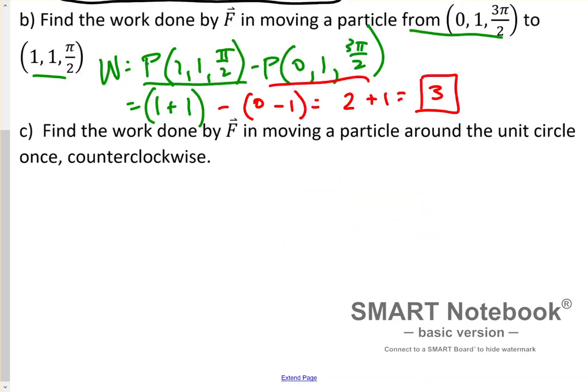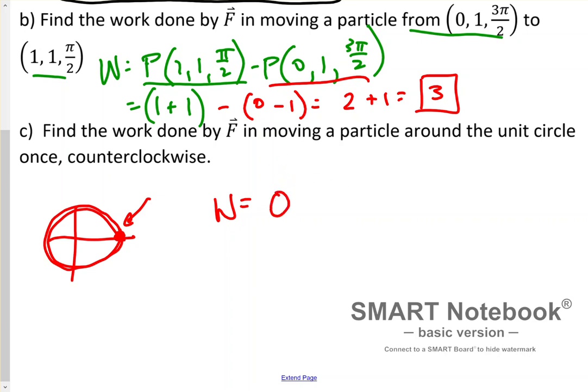And the last function says find the work done by F in moving a particle around the unit circle once counterclockwise. If you think about this, if we move around the unit circle once, we're going to end up back where we started. So what does that mean the work done is? The answer should be 0 because it's a conservative field and we're doing final minus initial, so we should end up with 0.